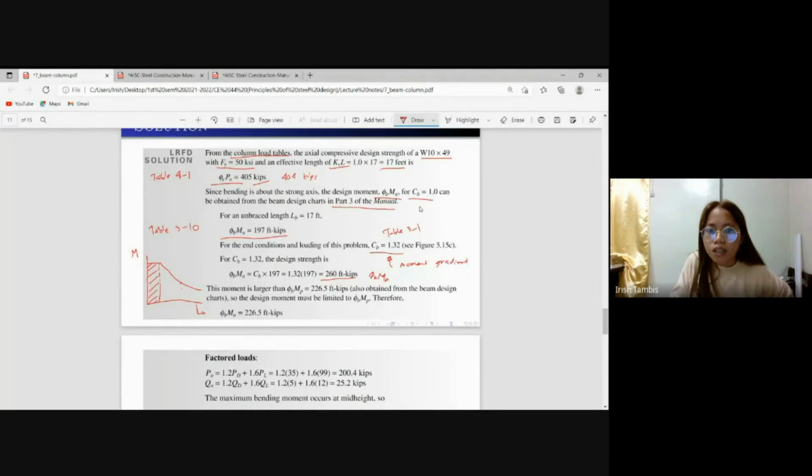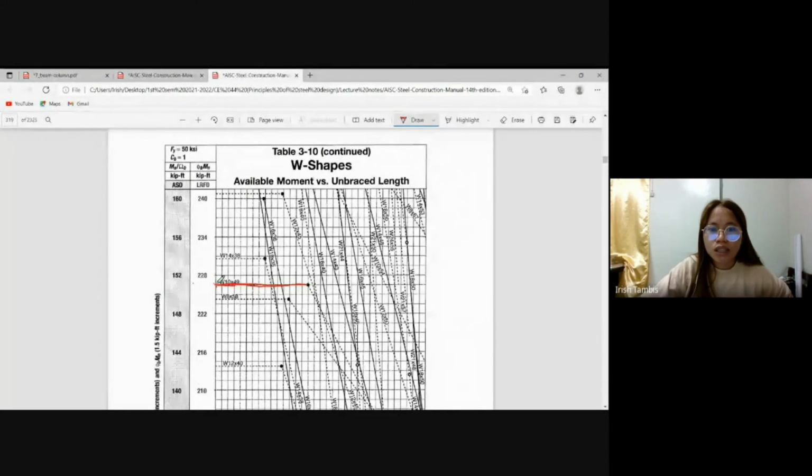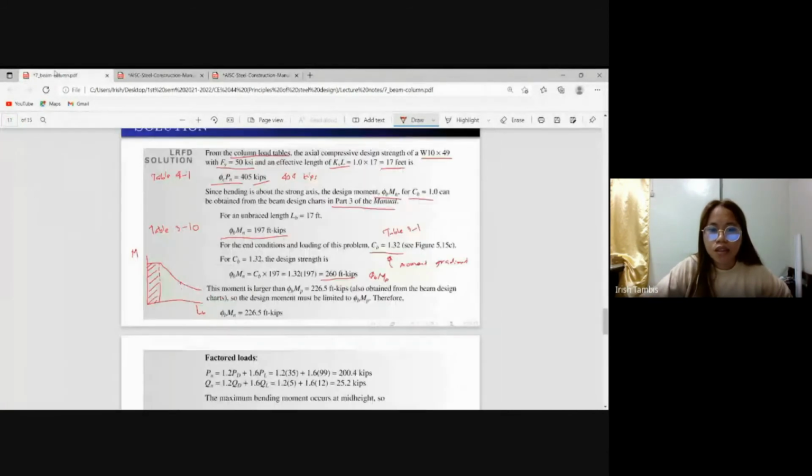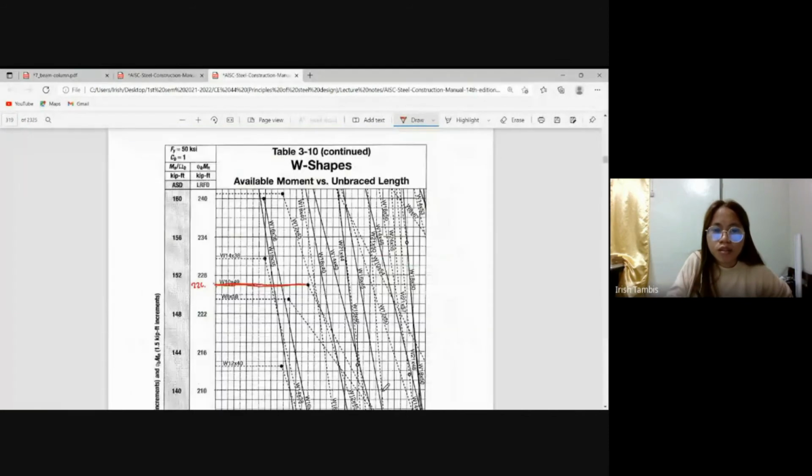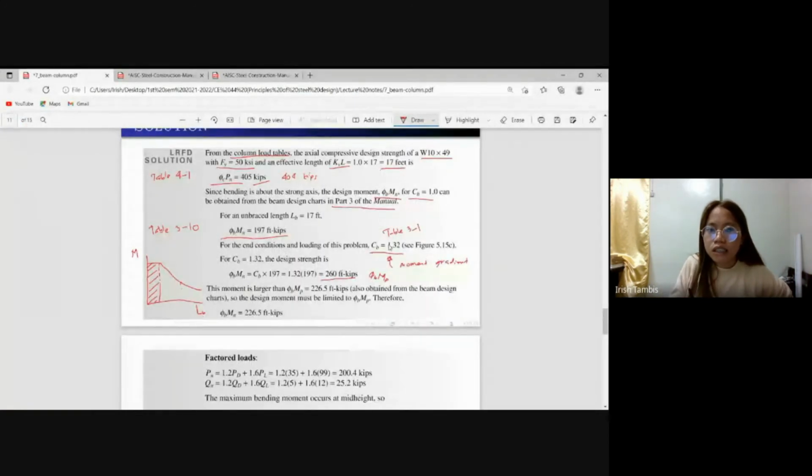Since it exceeds, the moment is larger than the resistance factor times the plastic moment, which is in the table, equal to 226. This is 226.5, 0.5, no? Kilopounds feet. That is 226 kilopounds feet. But from what we solved earlier, this is 260, no? So, it is not possible. So, this should be your limit state. This will prevail, no? The resistance factor times the plastic moment.